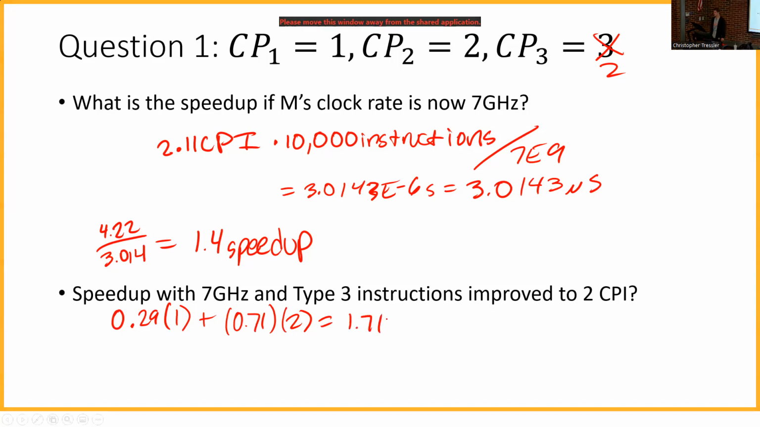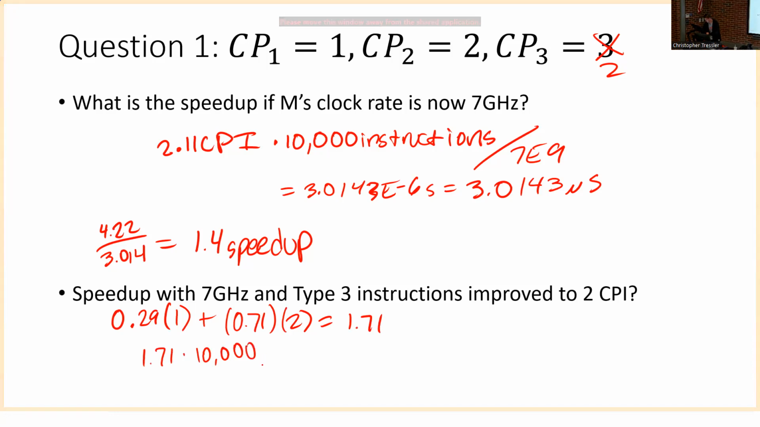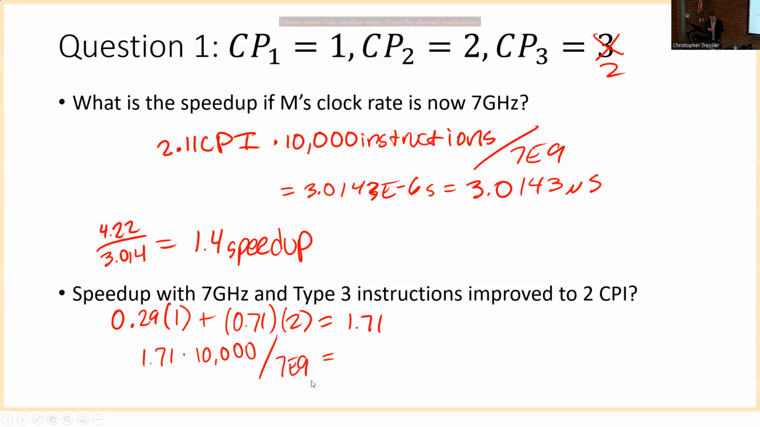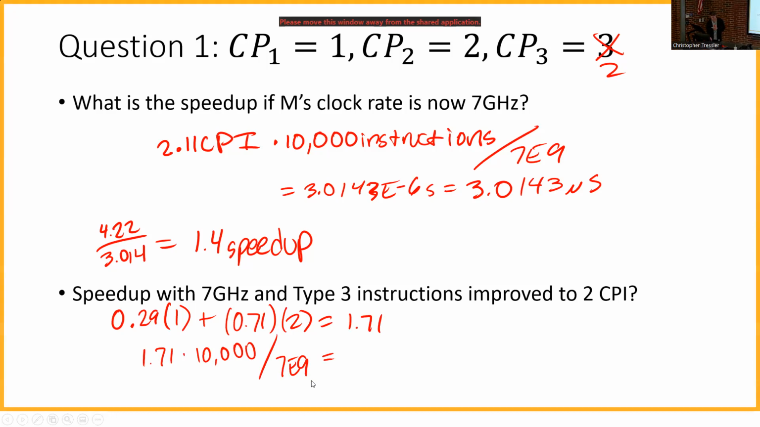Now that we have 1.71, we calculate this one more time. We do 1.71 times 10,000 divided by 7e9. Now we get 2.44, and I'm just going to add on the micro to save time, microseconds.